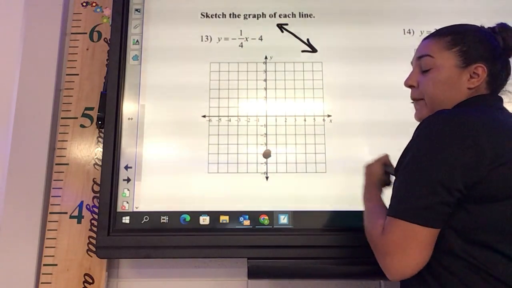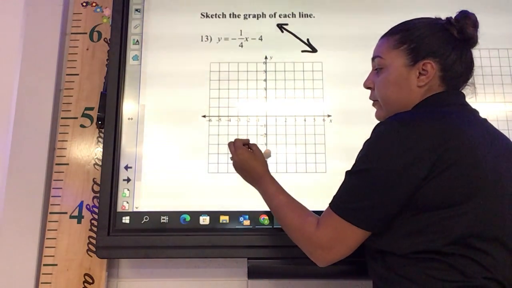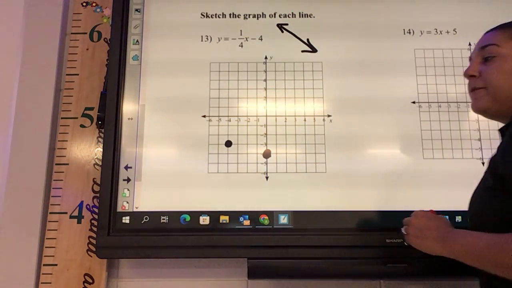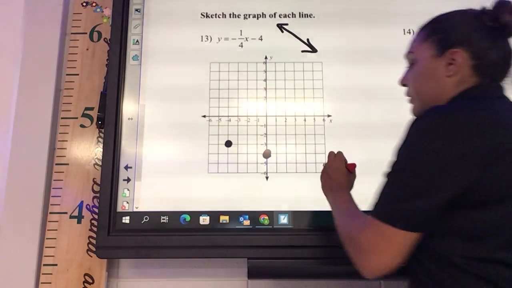The left. Why? Because it's a negative. We need a negative line. So we're going to go up 1 and 1, 2, 3, 4. And we put our other dot. And then we just put. Now, if you got 2 dots, you're cool. As long as you have 2 dots.